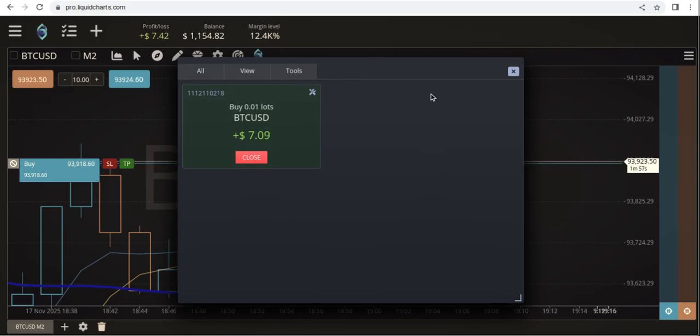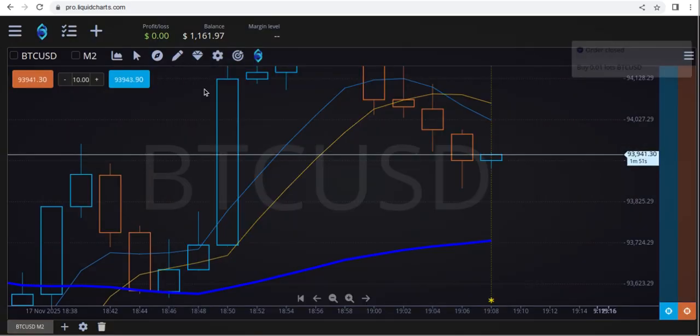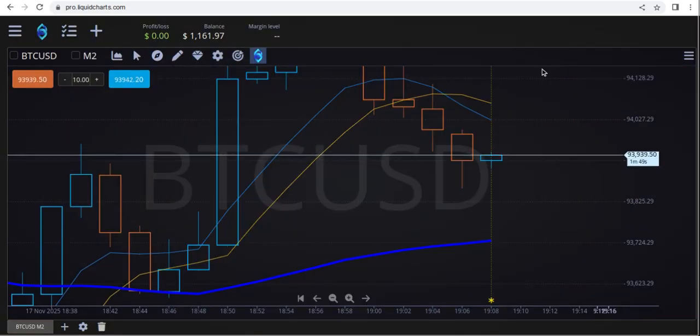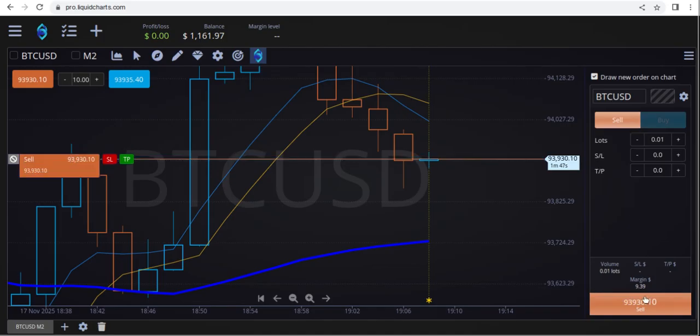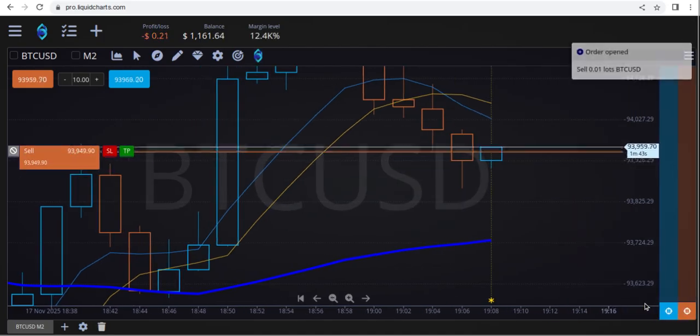The alert came on. It did not pop up because I got this up. So I'm closing that trade. It's right there. It told me to take a sell. And it did come up. We just saw it. Boom. I made a profit. I didn't lose anything.